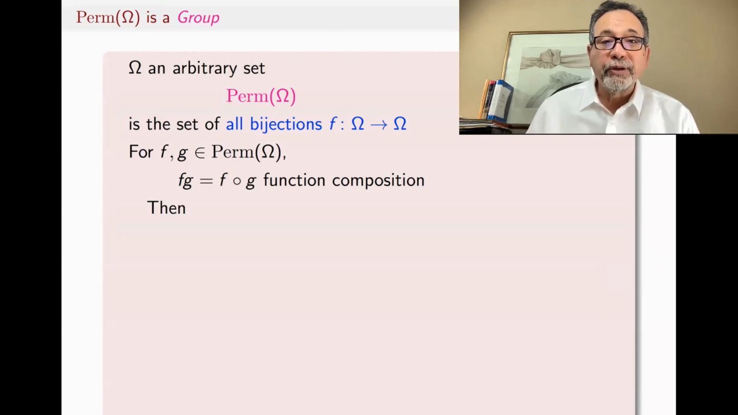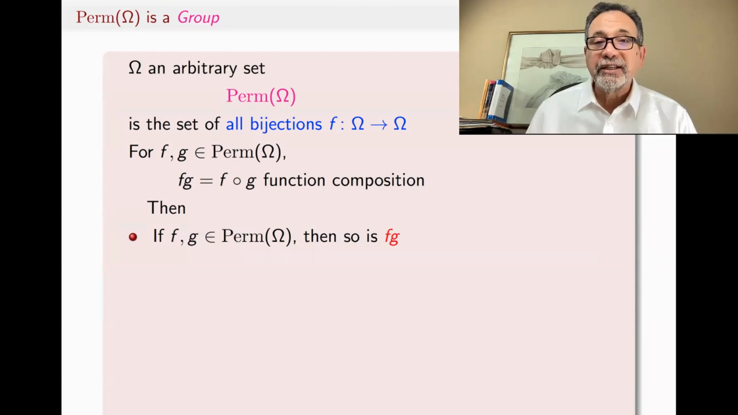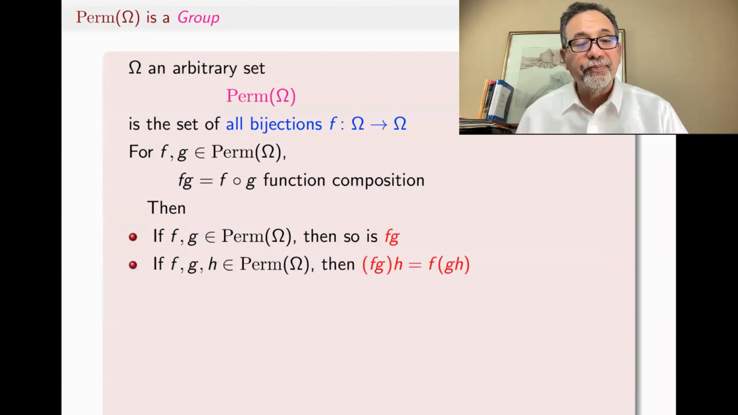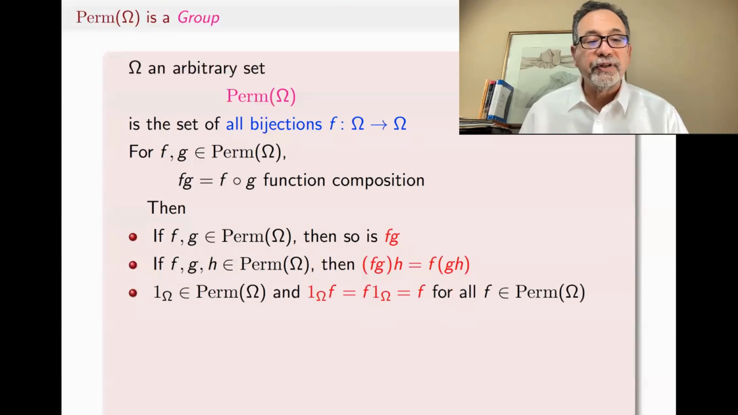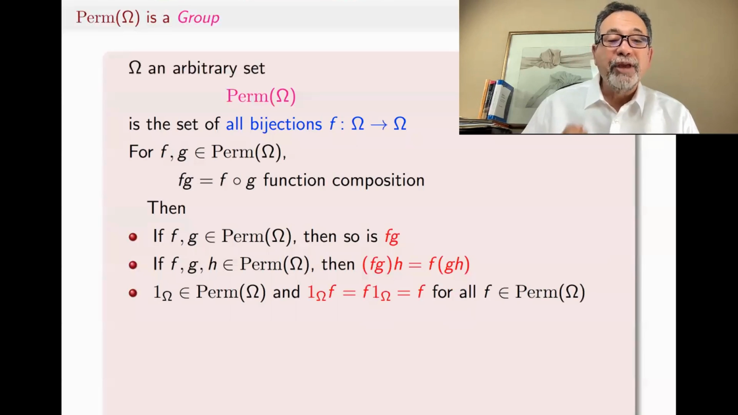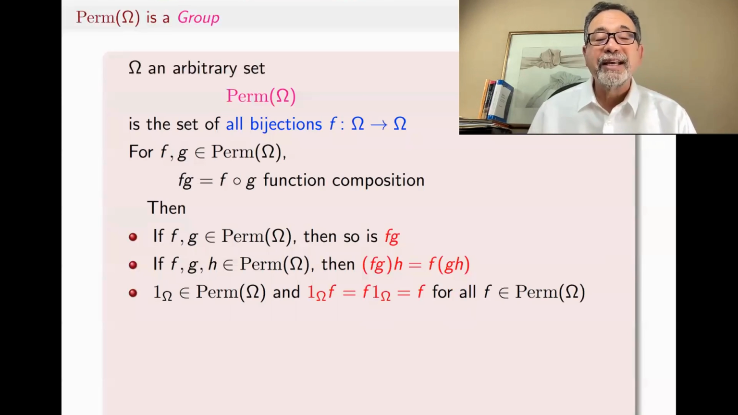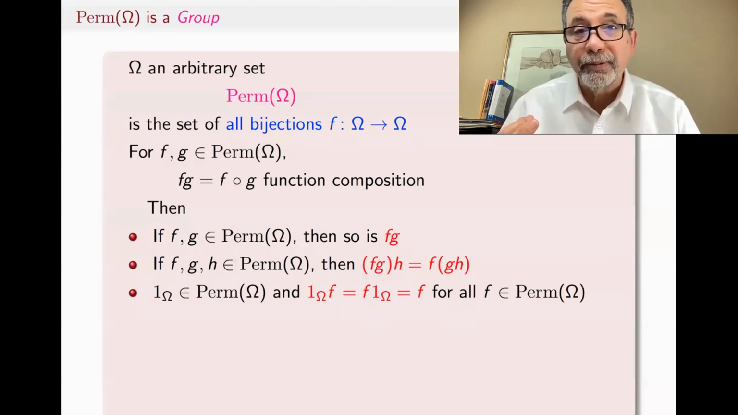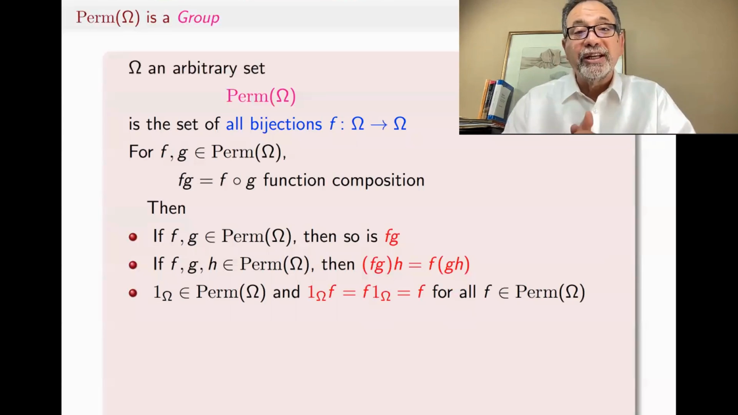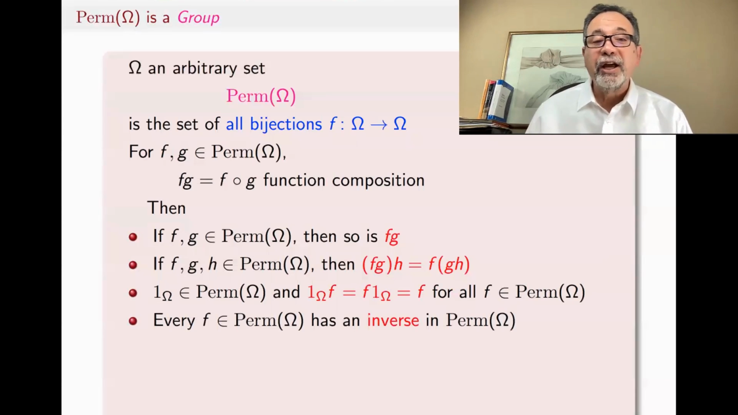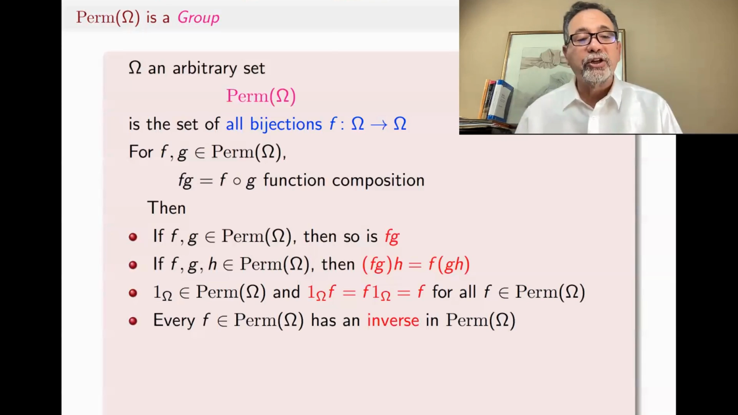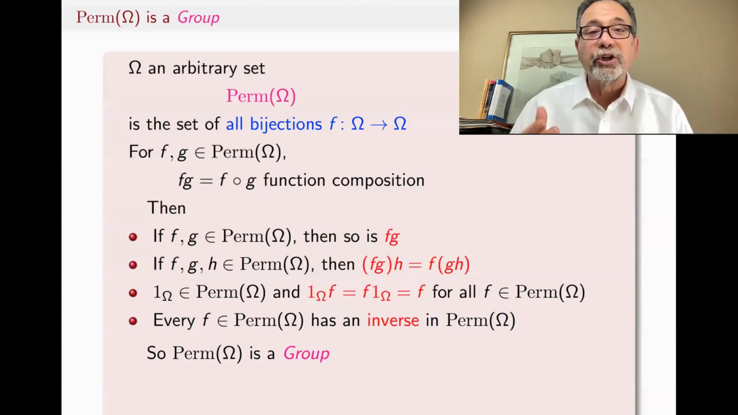And we know the following properties. First of all, if F and G are permutations, then so is fg. If F, G, H are permutations, then (fg)h is the same as f(gh). So that's closure and associativity. And we have an identity. We have this function 1 omega, the identity function, that when you multiply it by other elements, nothing happens. Again, when I say multiply, I have defined what the multiplication is, and that's function composition. And every function in Perm omega has an inverse that's also in Perm omega. So this is a group. This is what a group means.